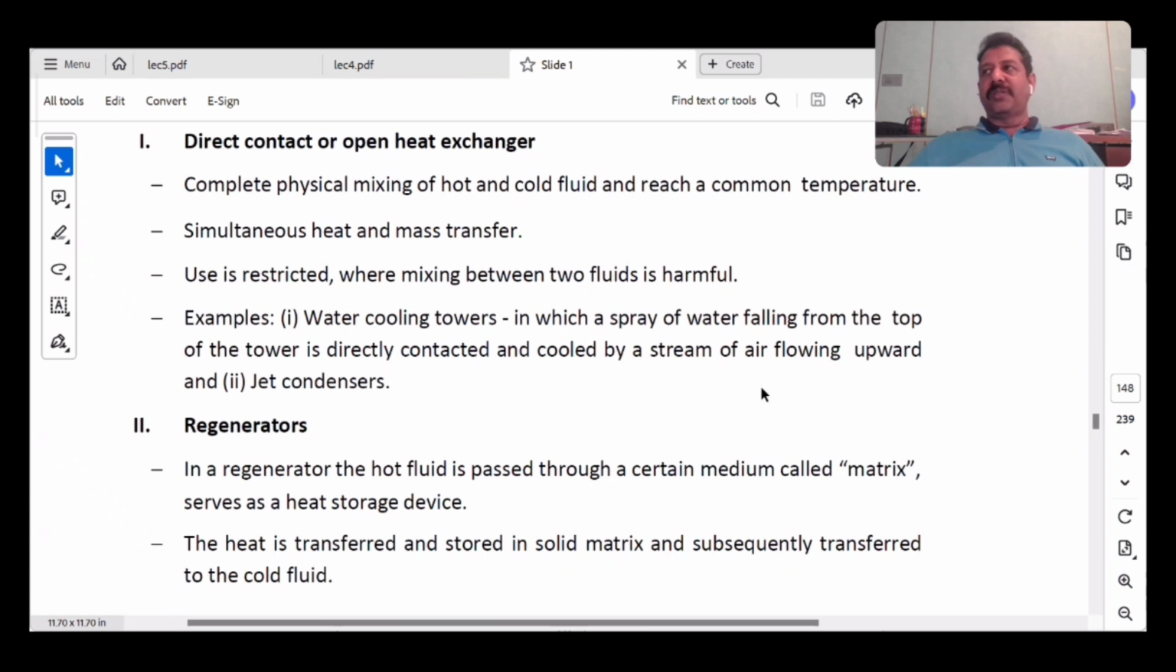Example, water cooling towers, right, in which a spray of water falling from the top of a tower is directly contacted and cooled by a stream of air flowing upwards. So cooling tower oda velana hot water cold water மாத்தி அனுப்புறது தான், right? அப்பனா direct contact I can easily have it. Then jet condensersல ஒரு particular type the jet condensers used in sugar industries to create vacuum. Okay, so direct contact இருக்கு.